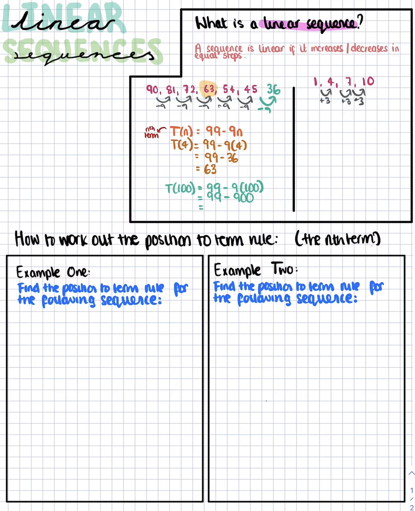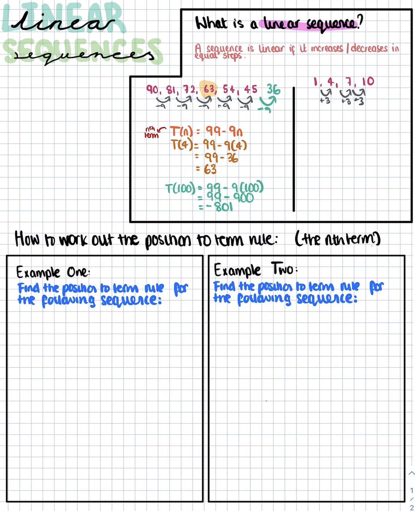99 minus 900 gives us minus 801, which seems right because if we're decreasing by 9 each time, and we do this 100 times, we expect our answer to be negative. And this is a lot easier than writing out our entire sequence. Let's have a look at this for our second example.